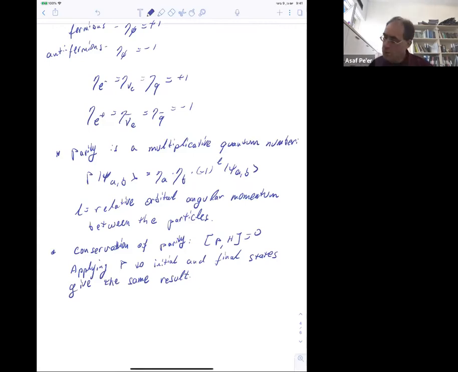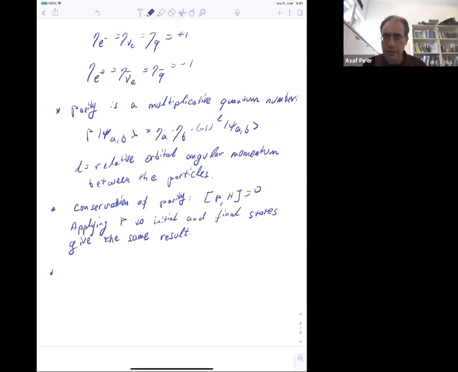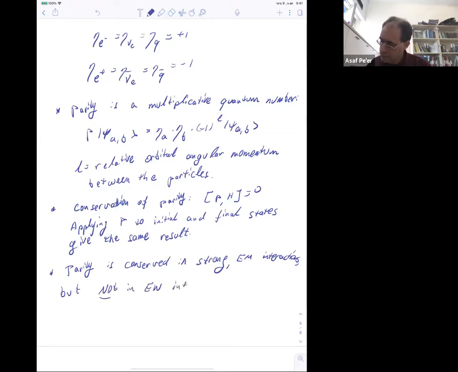Another very important consequence, which I think I mentioned in last week's lecture, is that parity is conserved in the strong and electromagnetic interactions, but it is not conserved in the weak interactions. It was discovered that, and I told you they got a Nobel Prize for that.